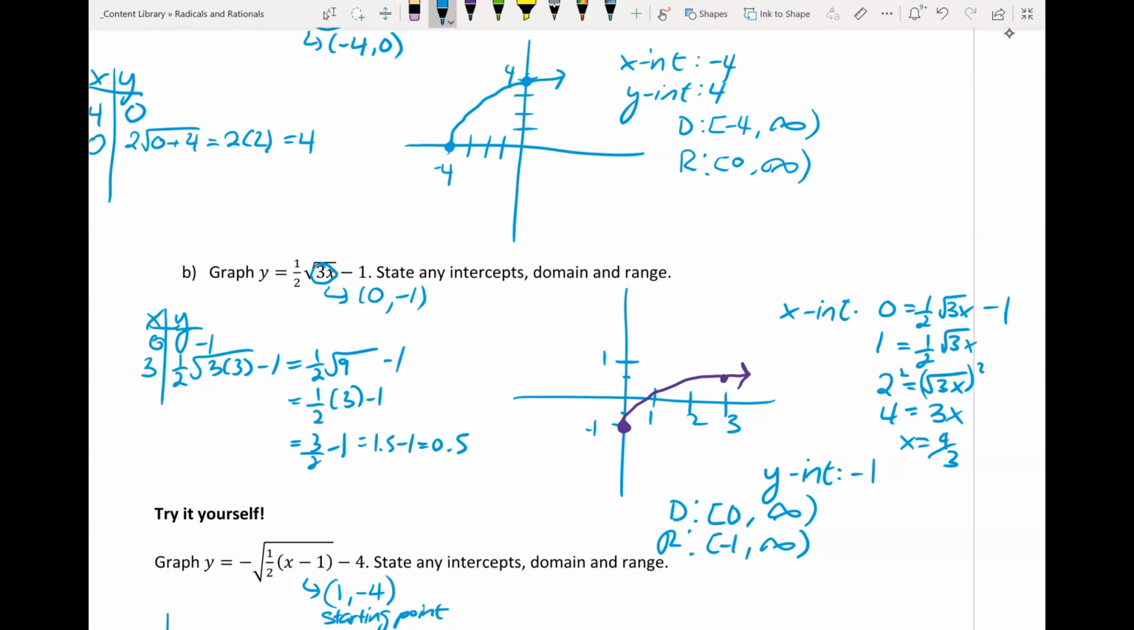Go ahead and try the next one on your own, and then when you're ready, we can go through the solution. So as a hint, your starting point will be 1, negative 4. Then you want to find another point, connect the 2 points together, extend a bit, and then you should be done.